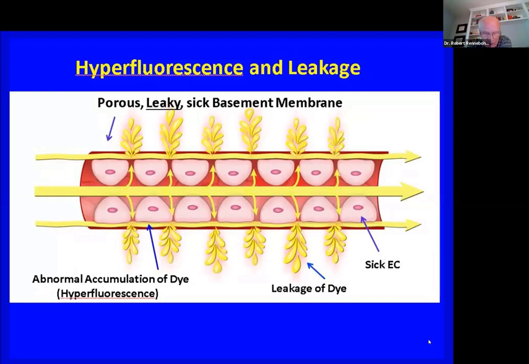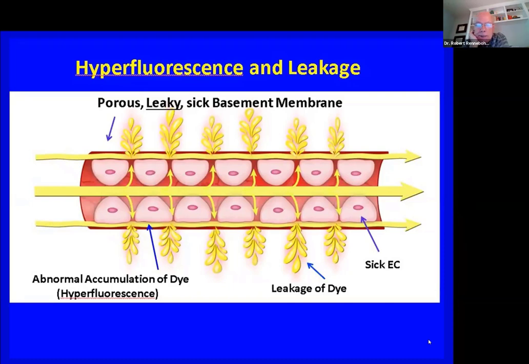This slide depicts the phenomena of hyperfluorescence and leakage associated with sick endothelial cells and a sick basement membrane. The endothelial cells are moderately swollen, leading to partial occlusion of the vessel, and injury to the endothelial cells causes them to partially detach from the basement membrane as well as from each other, and this allows dye to not only seep in between the endothelial cells, but also to increasingly accumulate and stagnate in the space between the endothelial cells and the basement membrane, a phenomenon that results in persistent vessel wall hyperfluorescence.